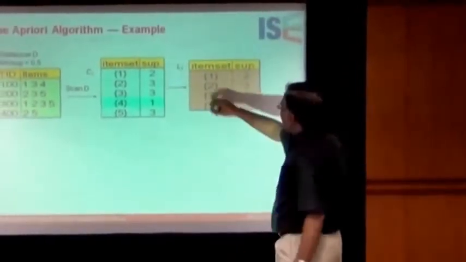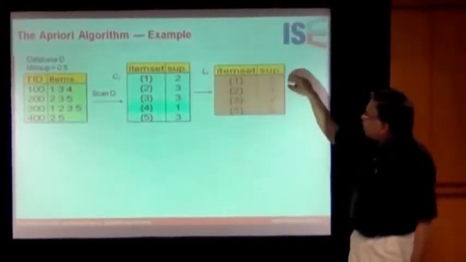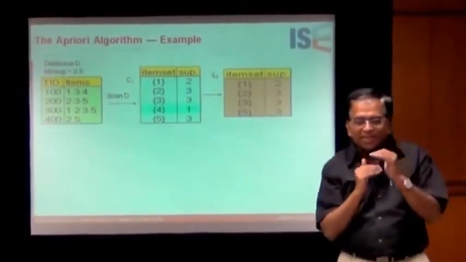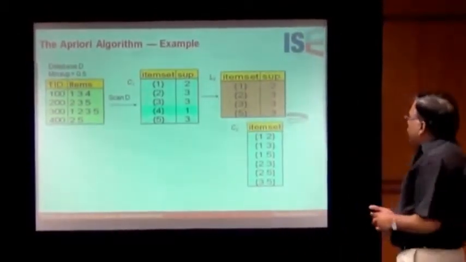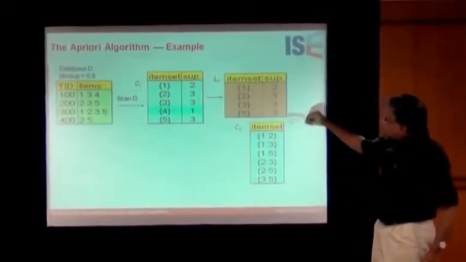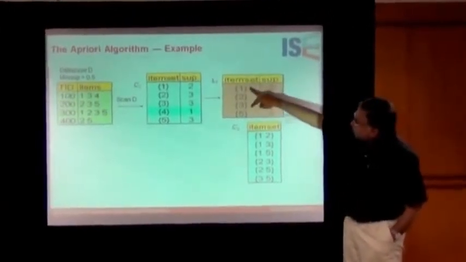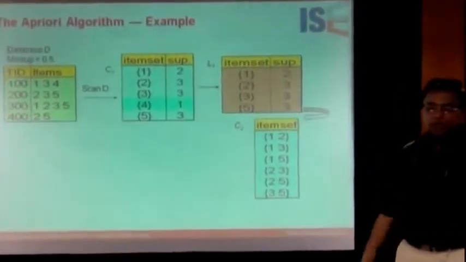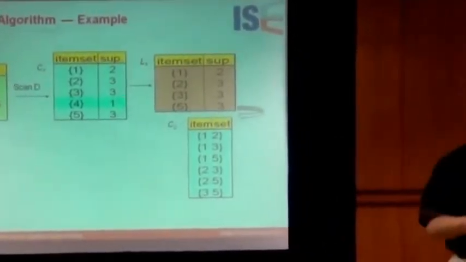From C1, we take out 4 and this becomes L1 or F1, our level 1, where L is used for level. Level 1 frequent item sets are 1, 2, 3 and 5. Then we go from L1 to C2. Since 1, 2, 3, 5 are part of this frequent set, the potential candidates are 1, 2, 1, 3, 1, 5, 2, 3, 2, 5, 3, 5. There could not be anything else because of the downward closure property.